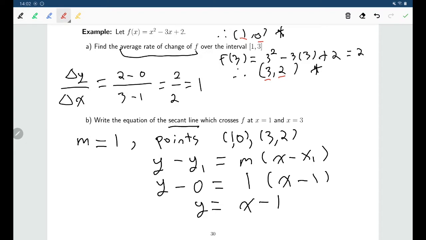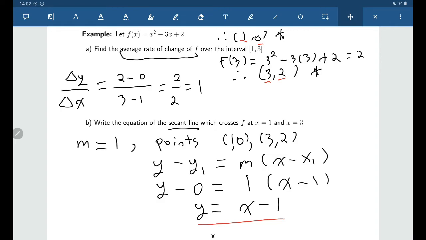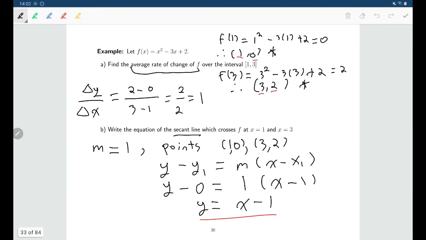So this y equals x minus 1 should be the equation of the secant line that should pass through this function, f of x equals x squared minus 3x plus 2, at these 2 points. It should pass through when x is 1 and should also pass through when x is 3.